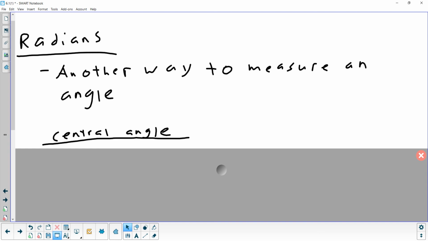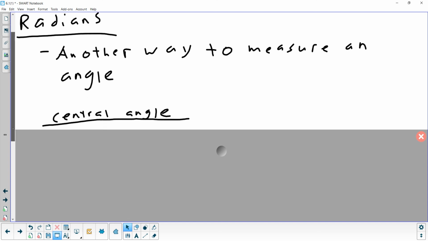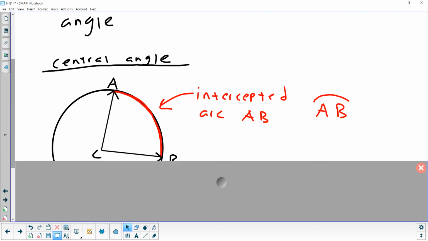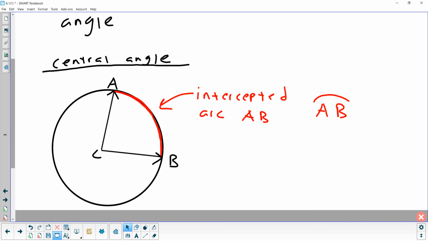So the first thing I'm going to do is just show you a picture, kind of give you a visual for what a radian is. What I've drawn here is a circle, and I've put an angle with its vertex right at the center of the circle. And the angle has two rays, ray CA and CB. Well, CA hits the edge of the circle right here. CB hits the edge of the circle right there.